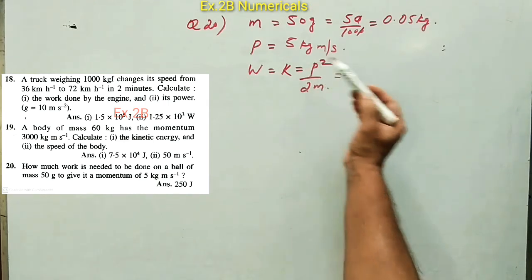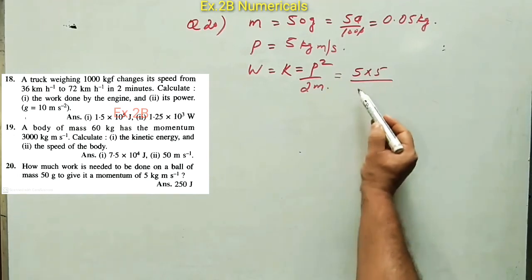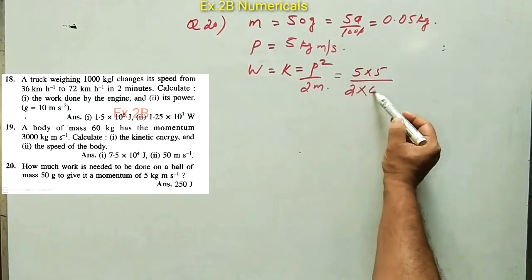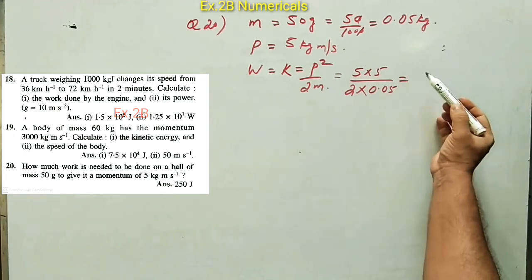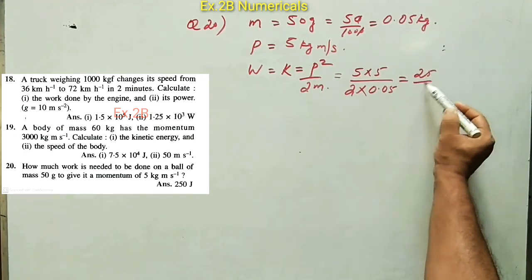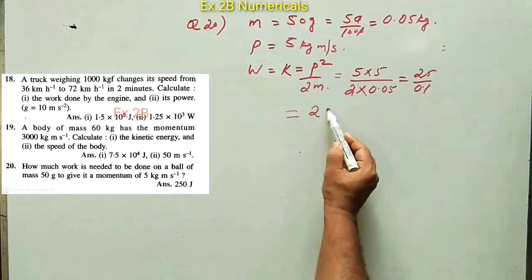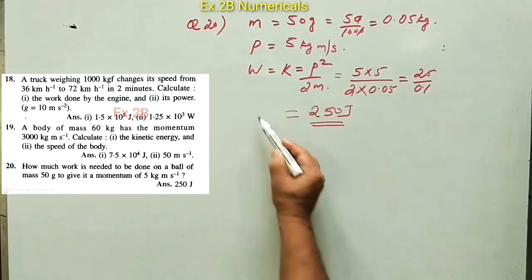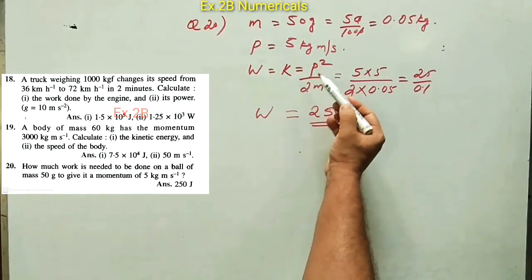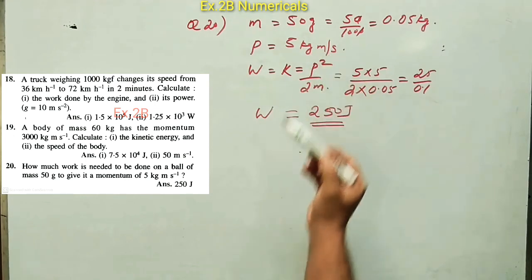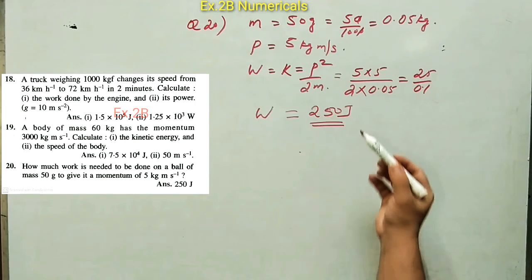So what's the value of momentum? P square, 5 into 5, divided by twice the mass, 0.05. Clear? So now you solve it. That's equal to 25 divided by 0.1. So the answer comes out to be 250 joule. So this is the work done to give a momentum of 5 kilogram meter per second to a body of mass 50 gram. Clear? So the work done we have calculated.